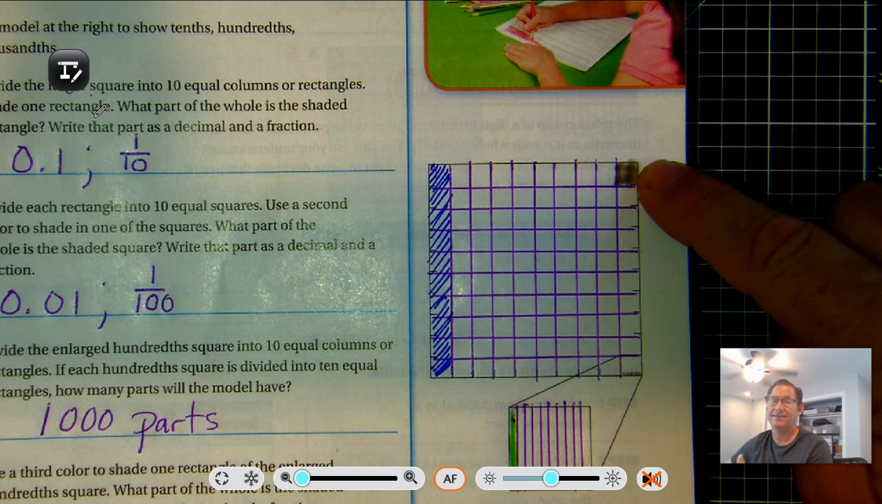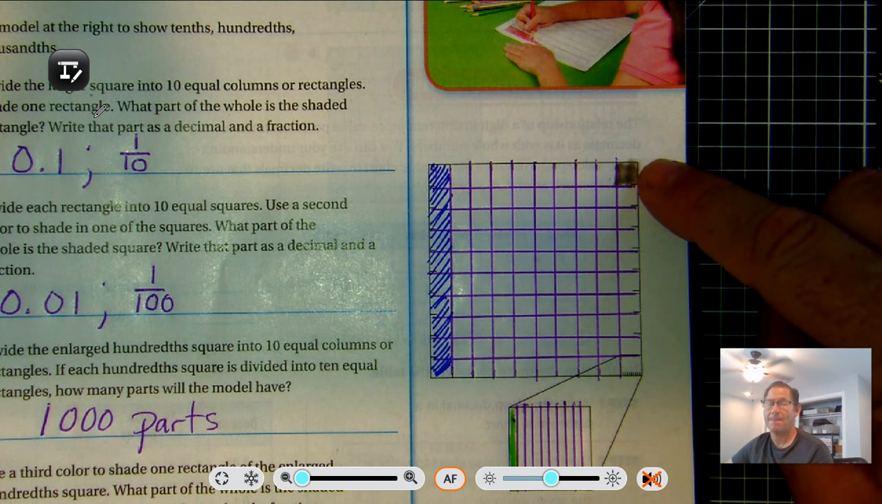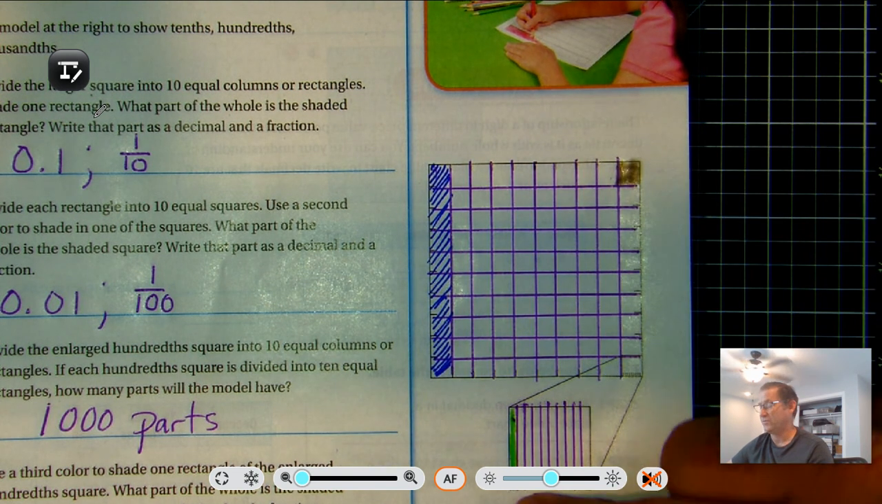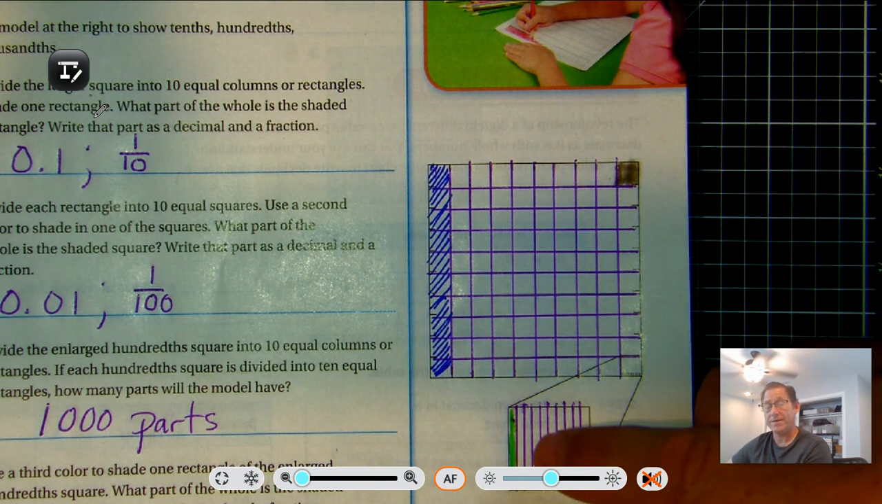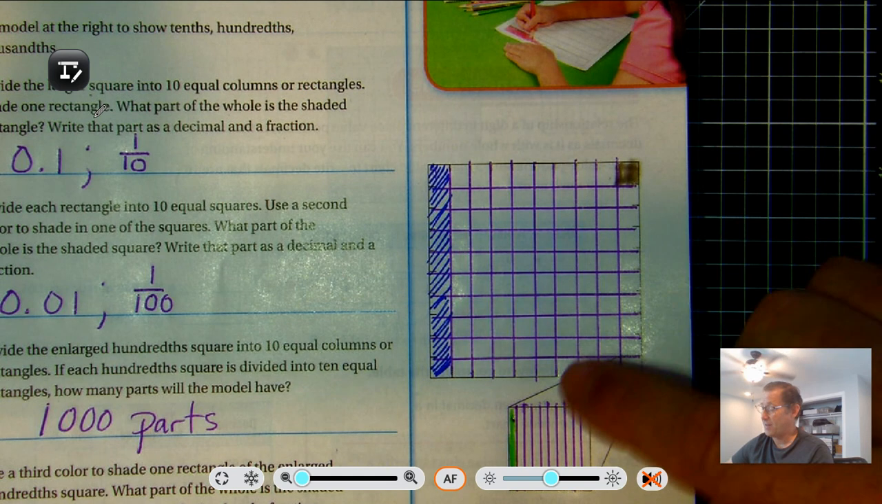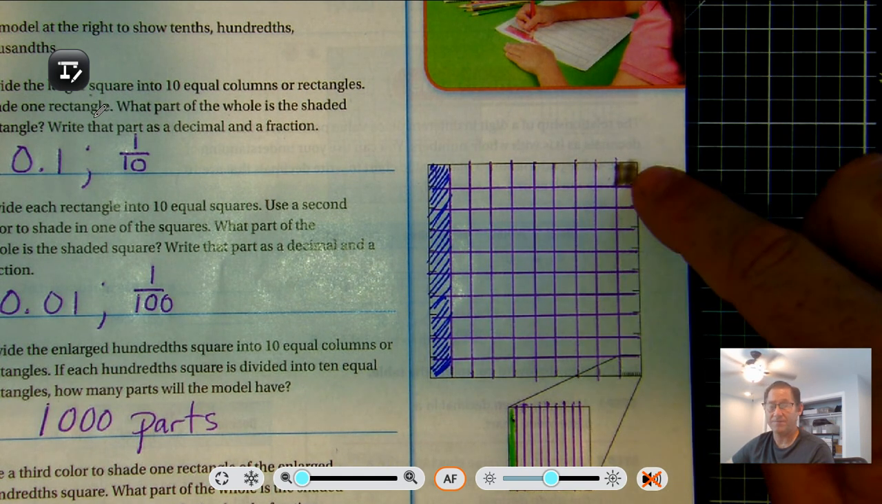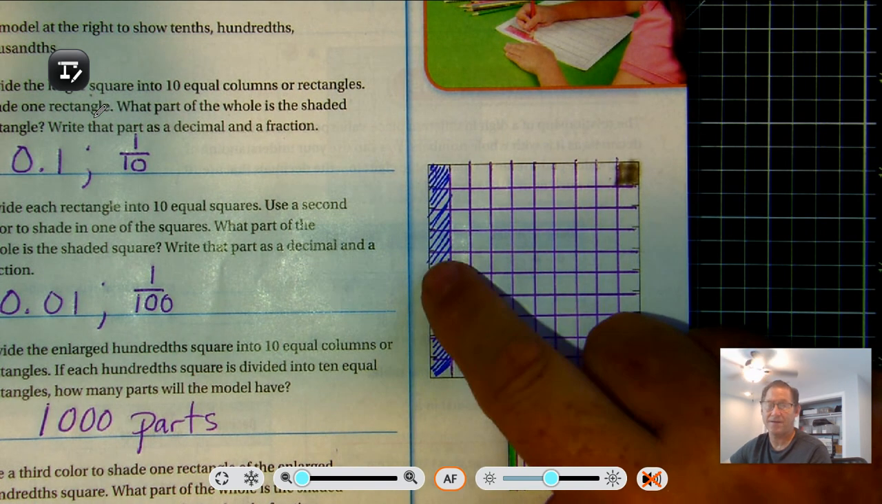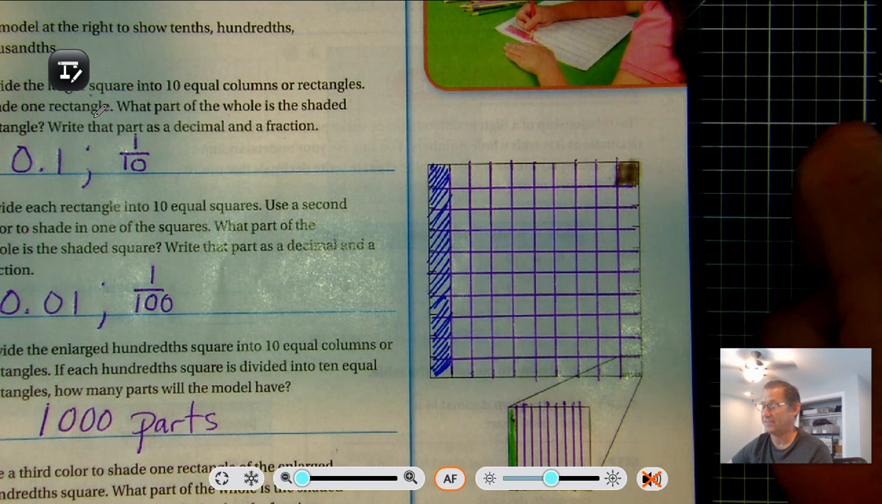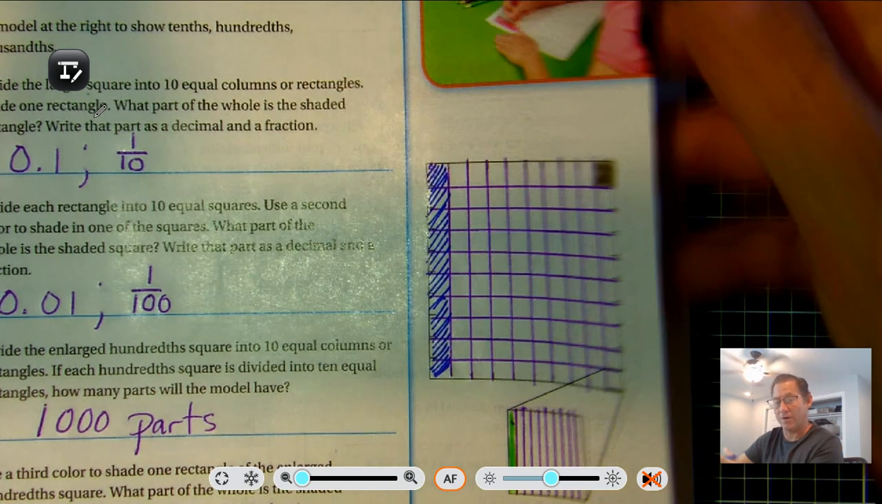So a hundredth is 1/10 of a tenth. And then a thousandth would be 1/10 of a hundredth. We could also go the other way and say that hundredths are 10 times as much as a thousandth. Or we could say a tenth is 10 times as much as a hundredth. So it depends on which way we're going.